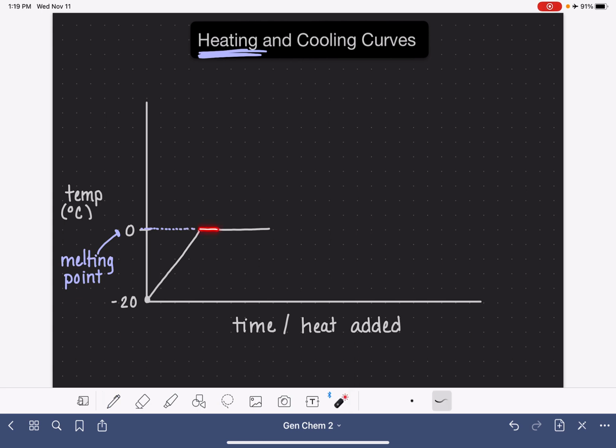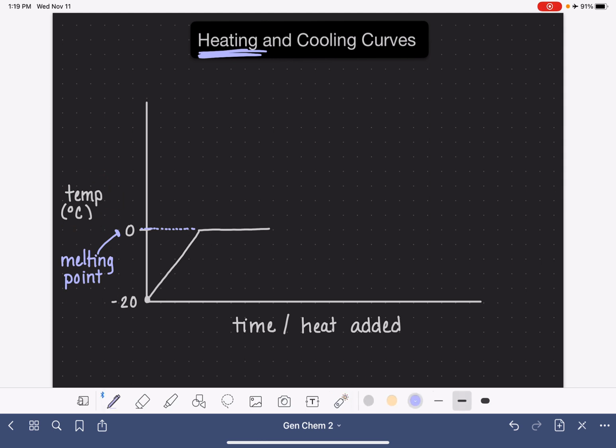So what's going on here at this point? Like why, even though we're adding heat, why is the temperature not increasing? During this period of time, all that the molecules are doing is they are converting from solid to liquid, and that takes a lot of energy. They have to break some of their intermolecular forces to do that, and they also have to start moving at a faster rate. So during this time, all of the heat that we are adding to our sample is just being used to break those intermolecular forces and speed up the water molecules. And none of that heat is being shown as an increase in temperature because the molecules themselves are absorbing all of that heat.